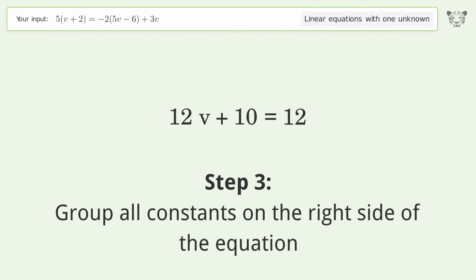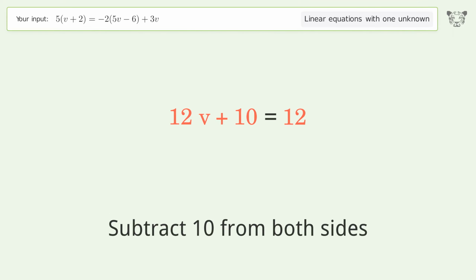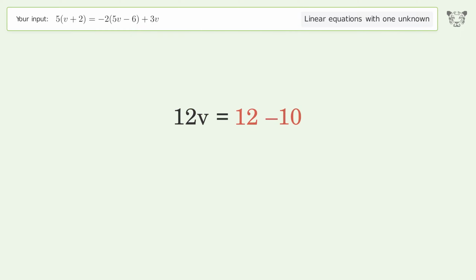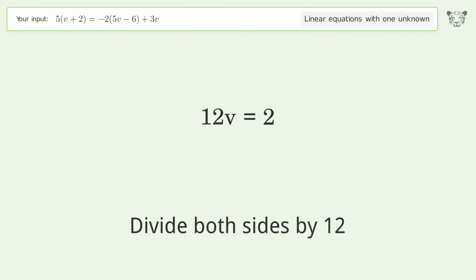Group all constants on the right side of the equation. Subtract 10 from both sides. Simplify the arithmetic. Isolate the v. Divide both sides by 12.